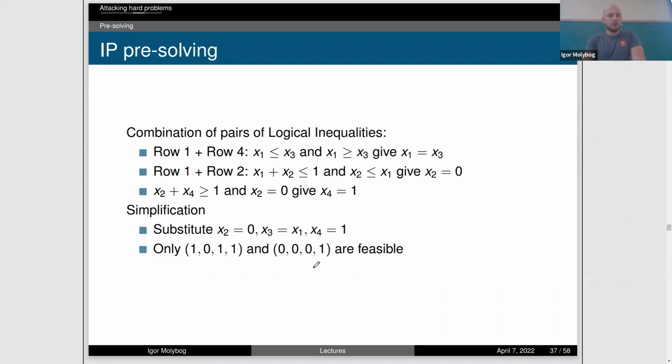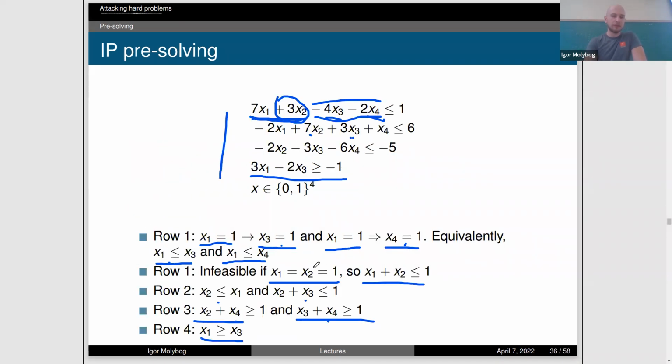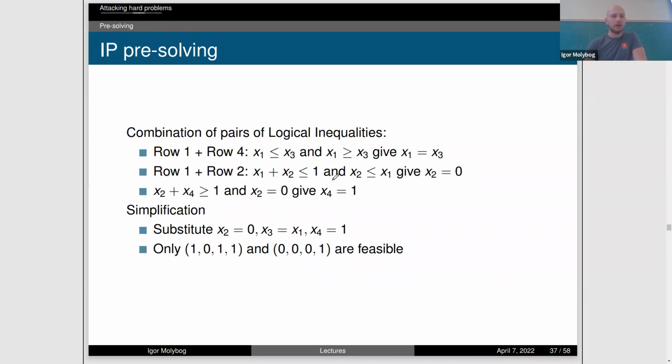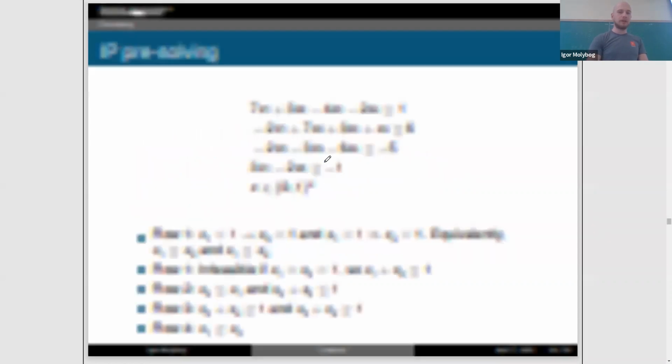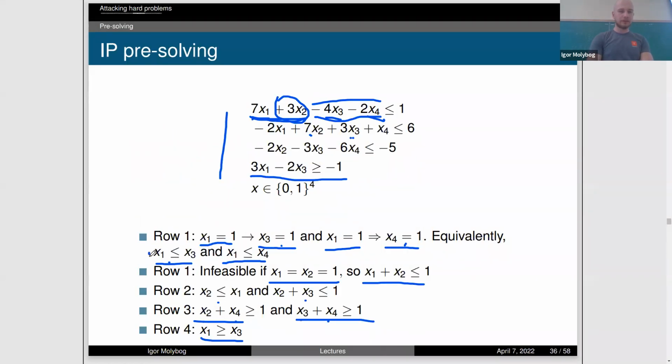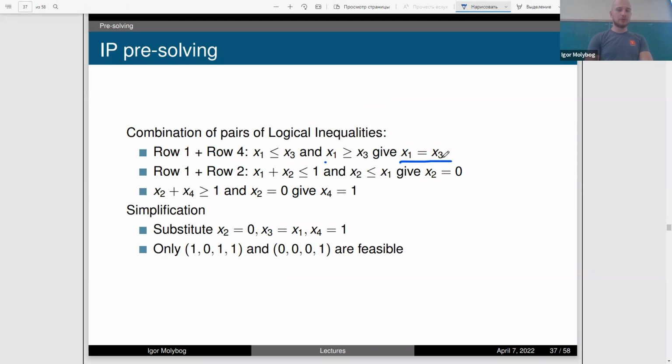Combination of pairs of logical inequalities can help us in the actual simplification, because so far we were only complicating things. We were only adding more constraints. Now, from row 1 and row 4, we can conclude that x1 is less than or equal to x3, and also x1 is greater than or equal to x3. Where is that? x1 less than or equal to x3 is right here, and from row 4, x1 is greater than or equal to x3. Here it is, and therefore we can conclude that x1 is equal to x3.